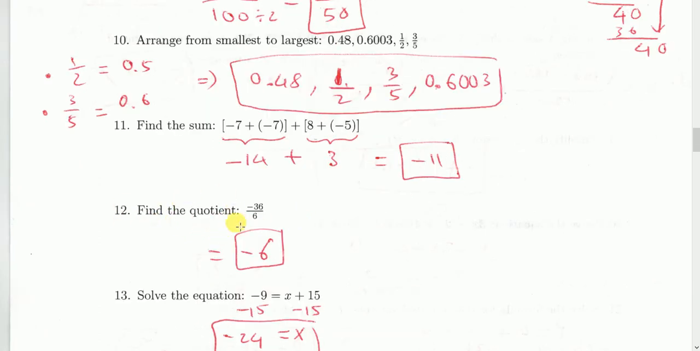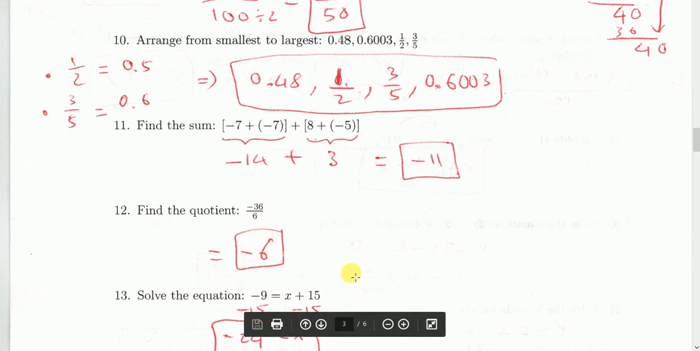Find the quotient. The quotient means the result of division. -36 divided by 6 is just -6, right? Because -6 times 6 gives you -36. So just do the division of this problem.